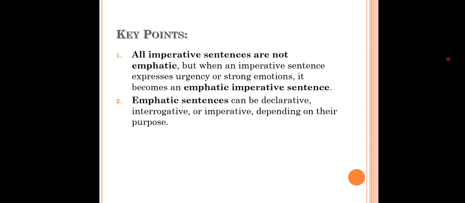And the second one, emphatic sentences can be declarative, interrogative or imperative depending on their purpose. So it could be anything. Like declarative means positive, negative, like a statement. Interrogative means questions. Imperative means like command. So emphatic sentences are basically imperative sentences, but stronger than any normal imperative sentences.